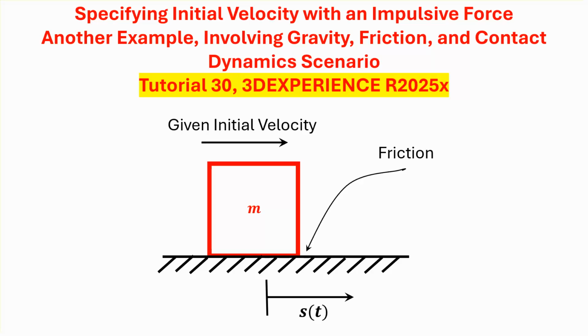Obviously, the block starts moving to the right, but it will decelerate because of the friction acting on the block. So that's the problem that we want to model. We have to model it by activating gravity, friction coefficient, and contact between the surfaces. And we also have to use the design table in order to do what we want.